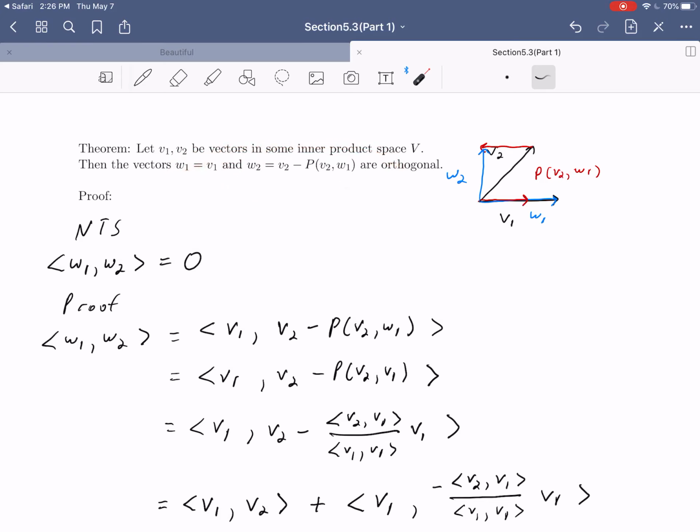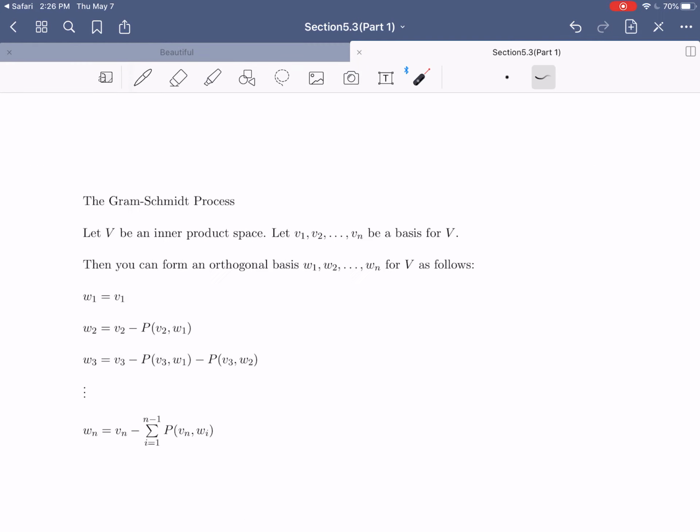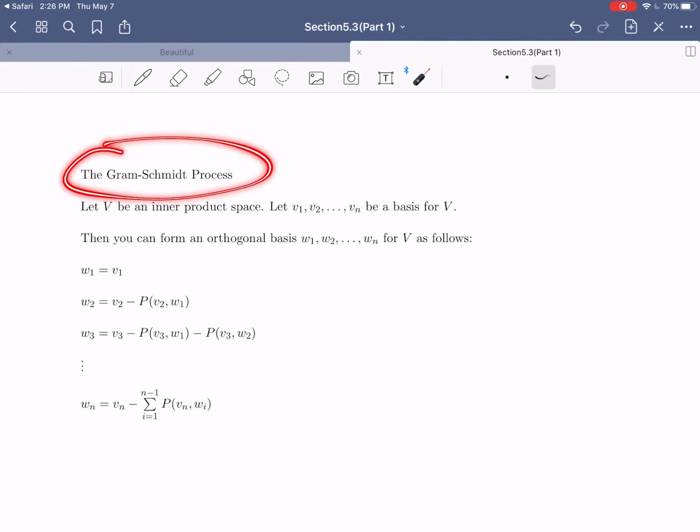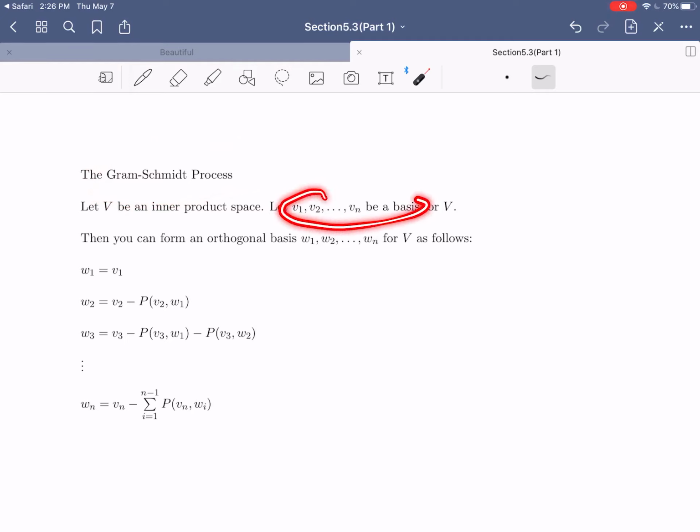Now we're going to talk about how you can do this not just for a single pair of vectors, but for an entire basis of vectors. And that's what's called the Gram-Schmidt process. So let's take a look at that. The Gram-Schmidt process basically says the following. You have V, an inner product space, and you have an actual normal basis for V. So V1 through Vn is a basis for V. Then the Gram-Schmidt process allows you to convert this V1 to Vn into an orthogonal basis, W1 through Wn.